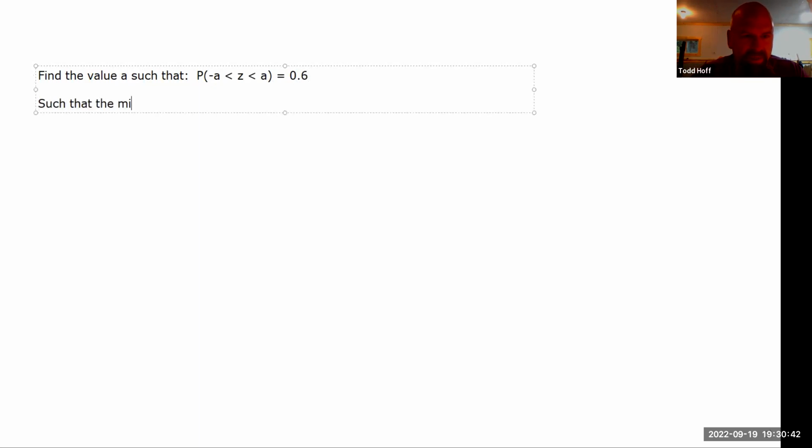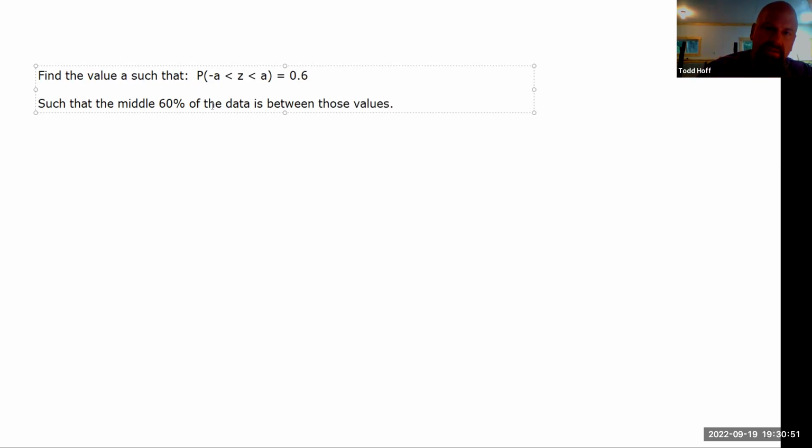Next, we want to find the value A such that, and there's two ways we can put this. I'll put negative A less than Z less than positive A is equal to 0.6. Or another way this might be worded is such that the middle 60% of the data is between those values.